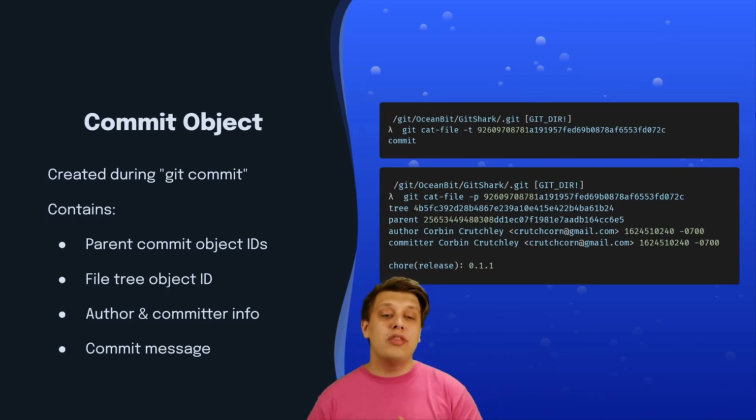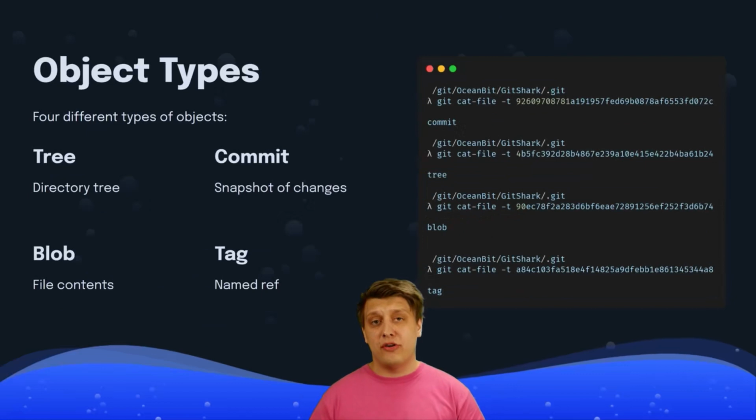But if we run the git cat-file -p command, we can see that it contains information about the file tree that's associated with the commit, what files were present, which parent commit it tracks so that we can run commands later, such as git log. We see information about the author, committer, and the commit message, right? So this is a commit object, but there are other types of objects as well.